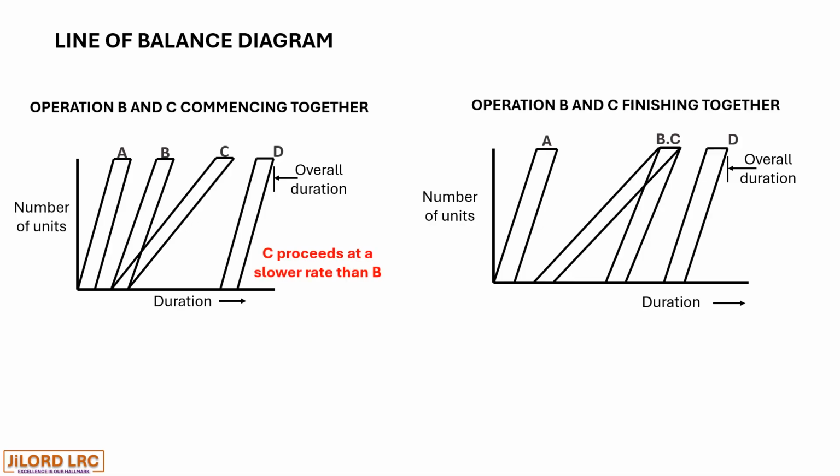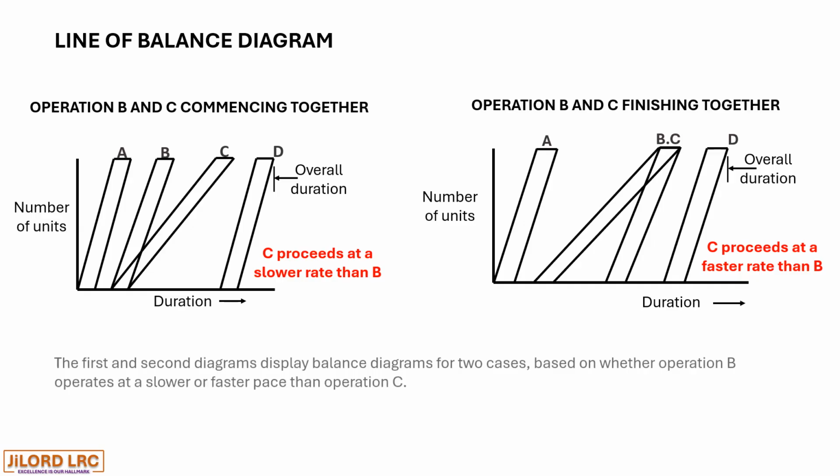C proceeds at a slower rate than B, and on the other case, C proceeds at a faster rate than B. The first and second diagrams display balance diagrams for two cases based on whether Operation B operates at a slower or faster pace than Operation C.